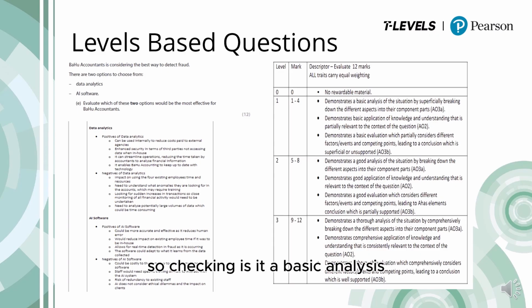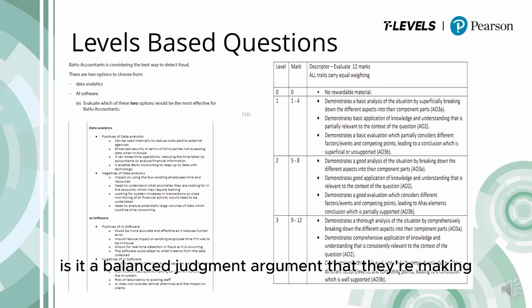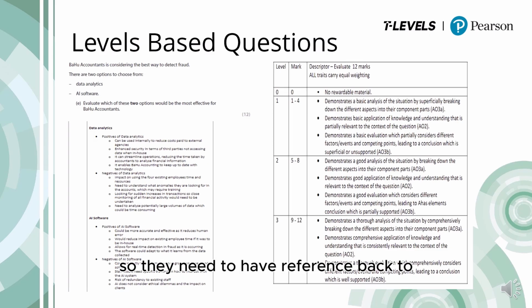So checking, is it a basic analysis? We're thinking, have they got a consideration of both sides? Is it a balanced judgment argument that they're making? Have they got context? So they need to have reference back to, in this particular example, Bahu accountants. They need to go back to that stimulus material, back to that scenario, and pick out information that they're then using. So not just having generic information about data analytics and AI software, they're actually giving examples that are relevant to that business within their answers.